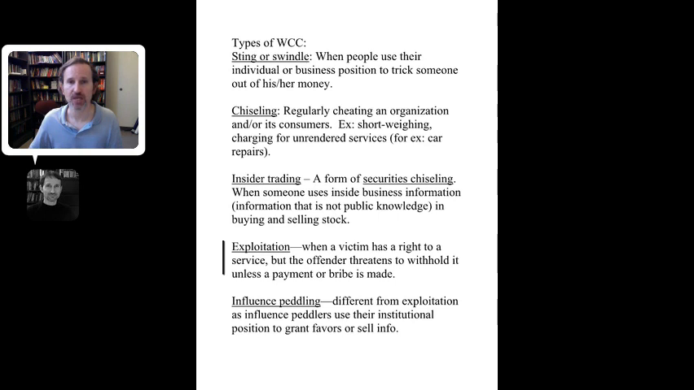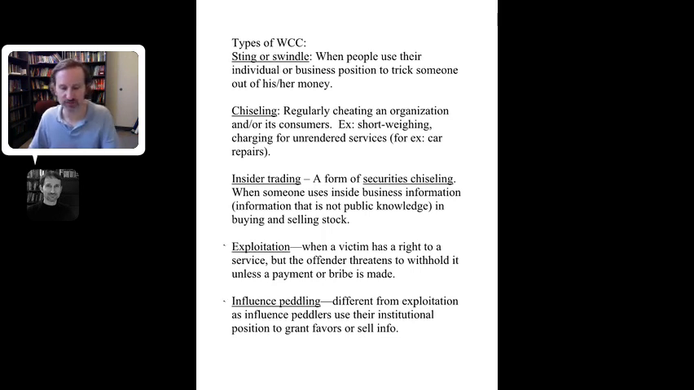Exploitation. This is about a victim having a right to a service, but the offender threatens to withhold it unless there's some type of payment or bribe that is made. So this is an instance where the individual who is supplying the service can strong-arm the person into paying more because they're in a sort of vulnerable position. That's the idea of exploitation.